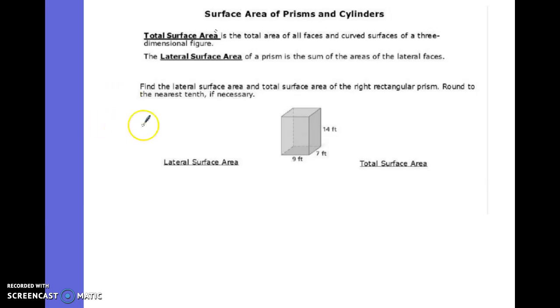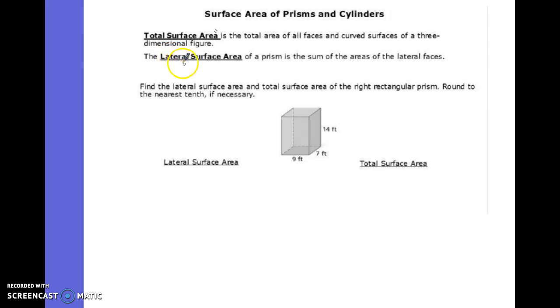I will not be in class on Monday and Tuesday, so I want to give you a few notes so that you are prepared for your lesson. Please turn to page 7 in your packets, and we are looking at surface area of prisms and cylinders.